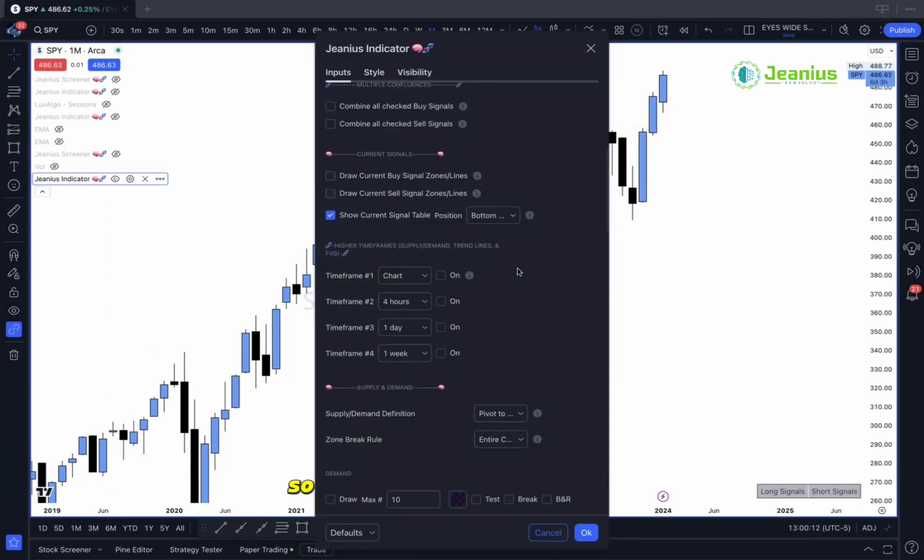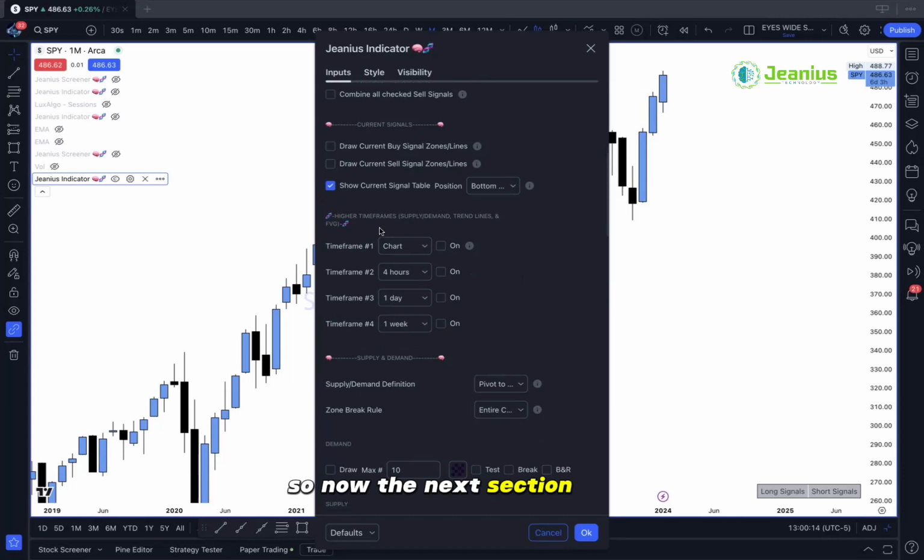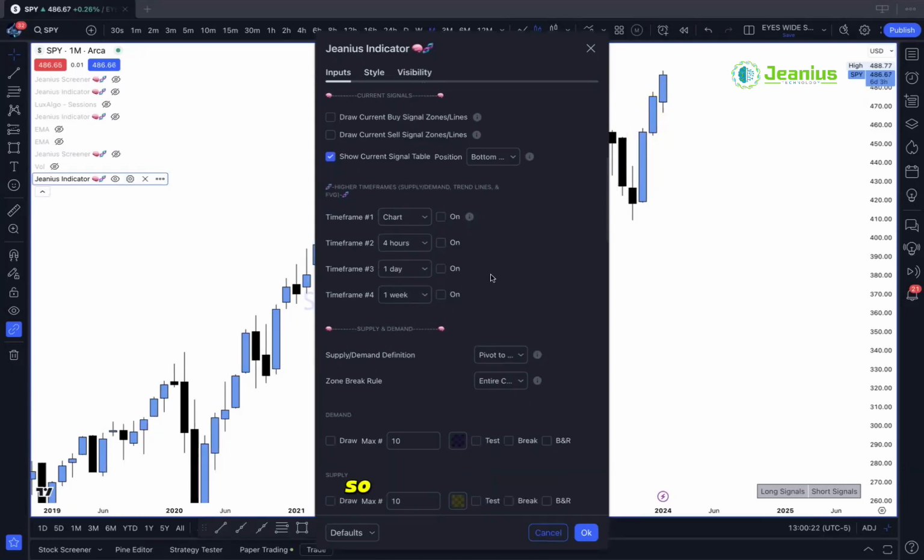All right, so now the next section, which is still within the current signals, is the higher time frame supply, demand, trend lines, and fair value gaps. So back to this part, just revisiting these several time frames. This is a cool feature because it allows you to be on one chart, which is once again like the hourly. It allows you to be on the hourly on SPY, and I'll show you what all these things look like.